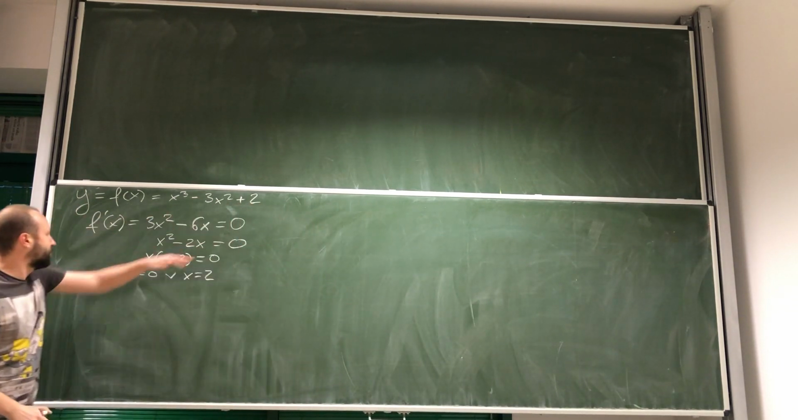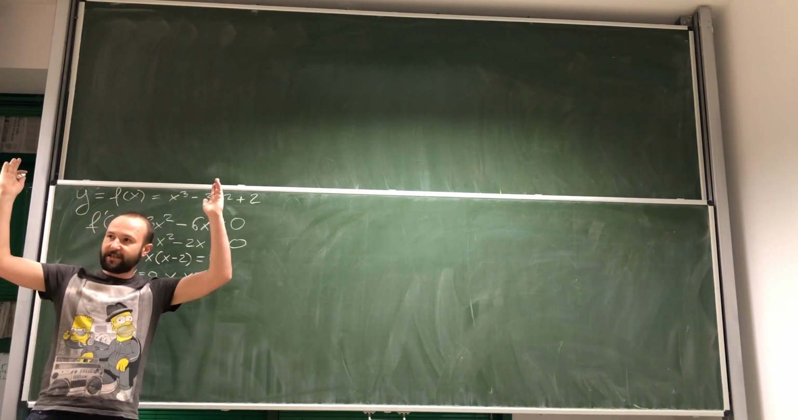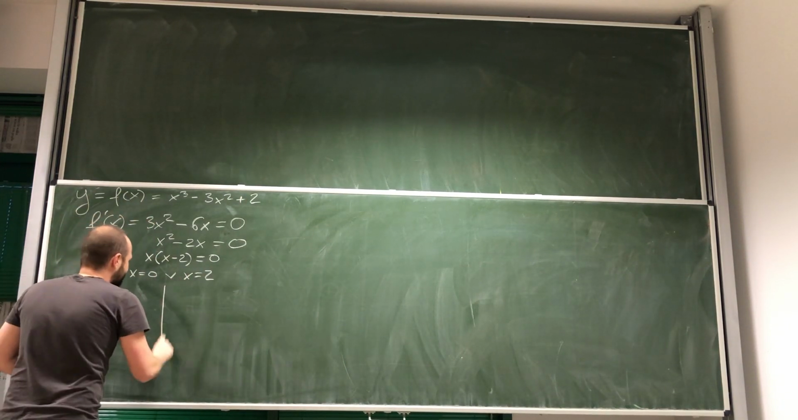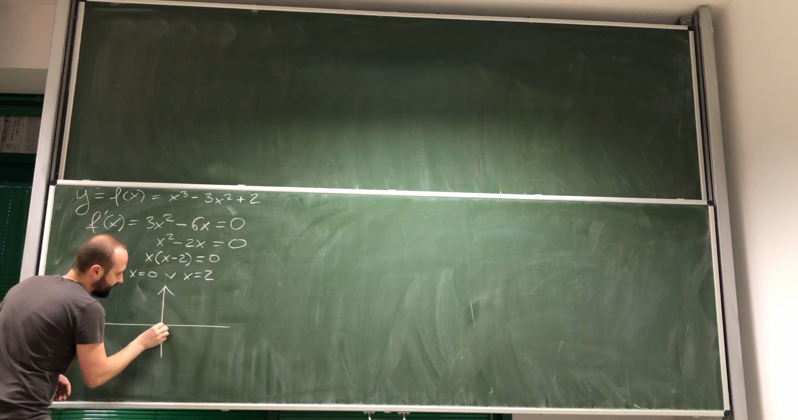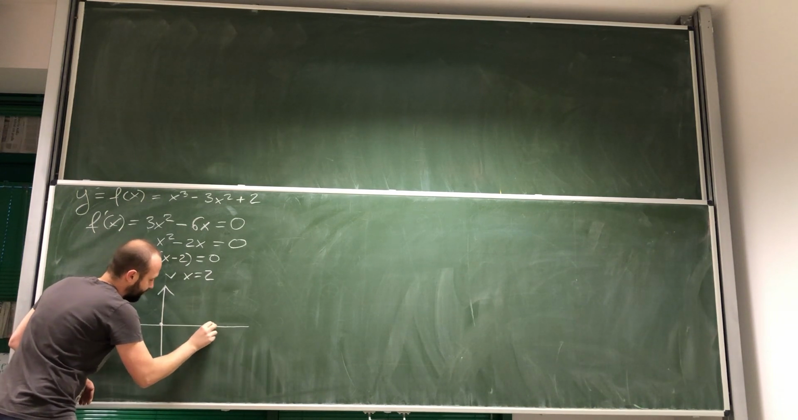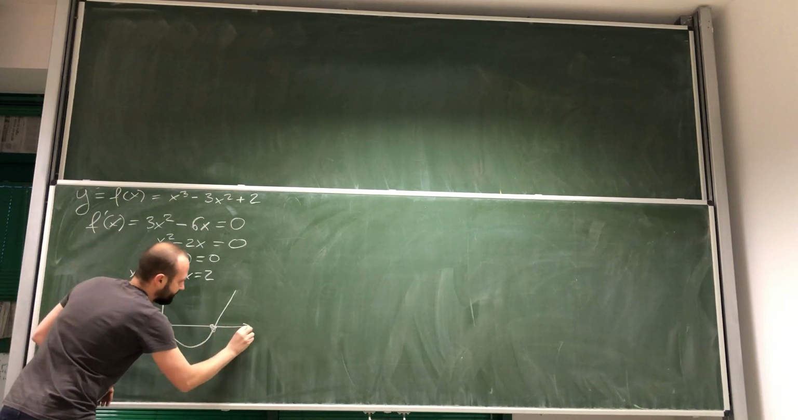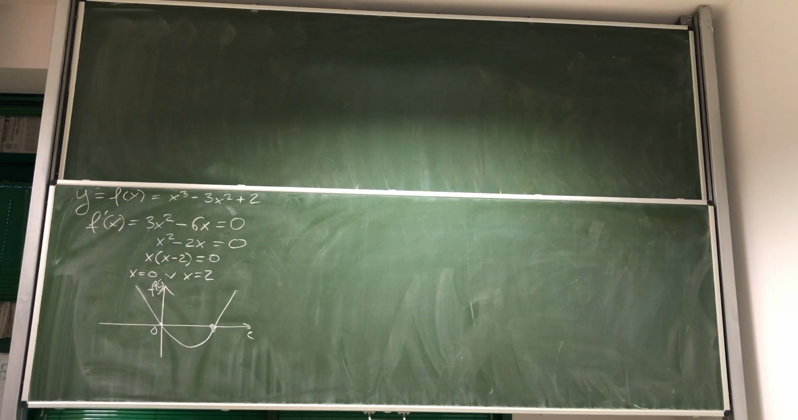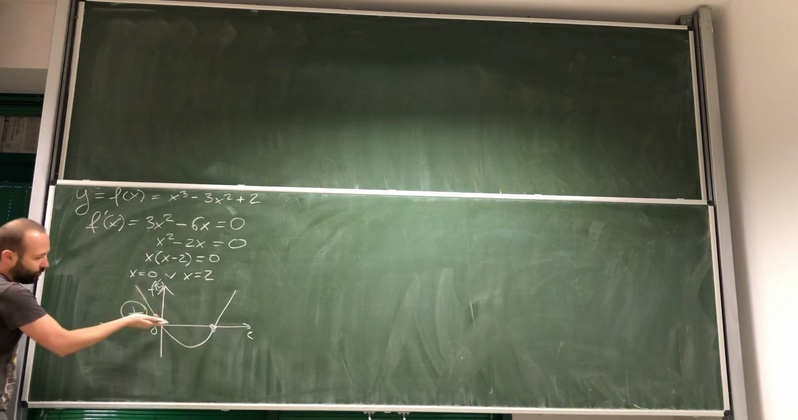Look, I know that this is a parabola. Because it has a positive coefficient over here, it will have its ends up, and I can now draw the parabola. I know it goes through 0 and 2. Okay, and here we have f prime of x. So what have we learned from it? We see that the derivative from negative infinity to 0 is positive.